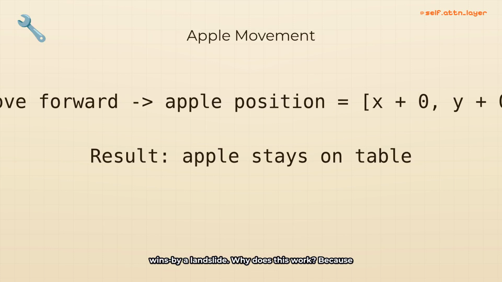Why does this work? Because the world model isn't guessing words. It's running a tiny physics engine. It knows that if you move forward, the apple moves with the table. It knows chairs don't float. And it knows apples aren't teleporters. That's the power of a grounded simulation.